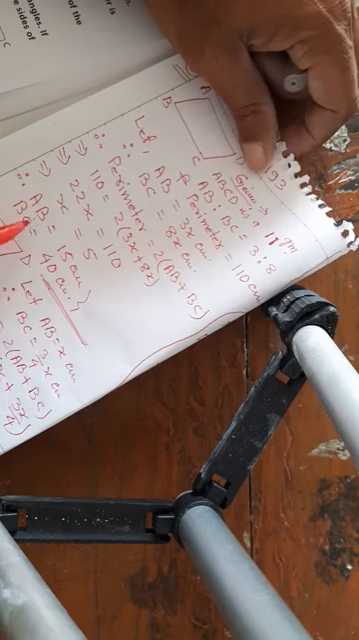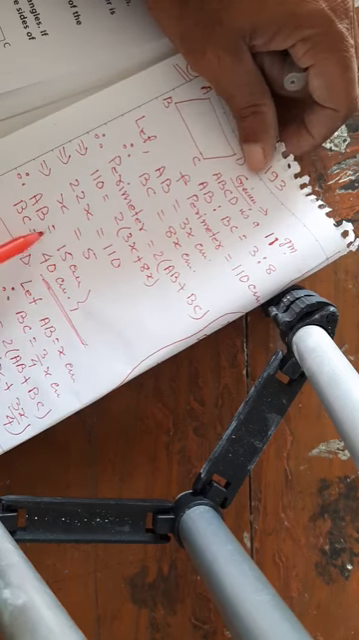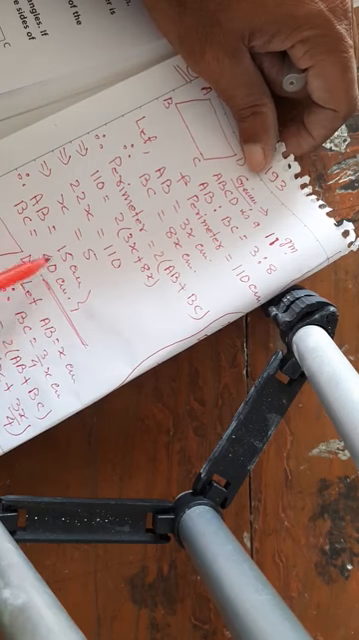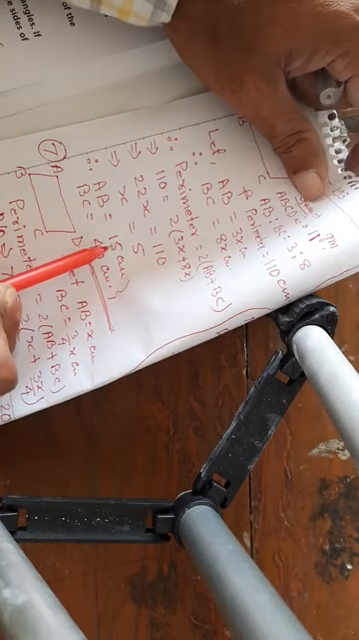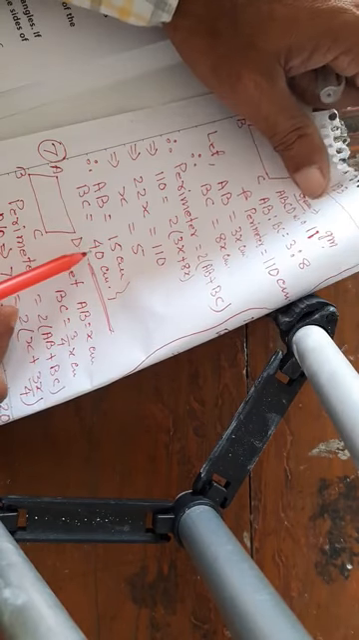Therefore, AB is equal to 15 centimeter, 3 into 5, 15 centimeter. BC is equal to 8 into 5, 40 centimeter. Adjacent sides are 15 centimeter and 40 centimeter.